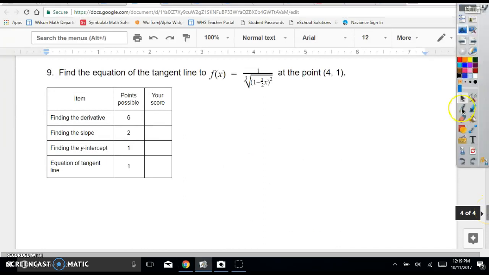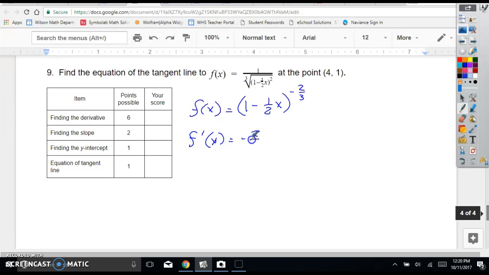So we're going to find an equation of a line that's tangent to f of x at (4, 1). I'm going to rewrite this in a more friendly form. If I don't want to do quotient rule, I don't really have to do it. This would be to the -2/3. Now I'm in an area where I don't have to do quotient rule. I can just go ahead and do chain rule. So f prime of x would be -2/3 times (1 minus a half x) to the -5/3, times the derivative of the interior, which is -1/2.